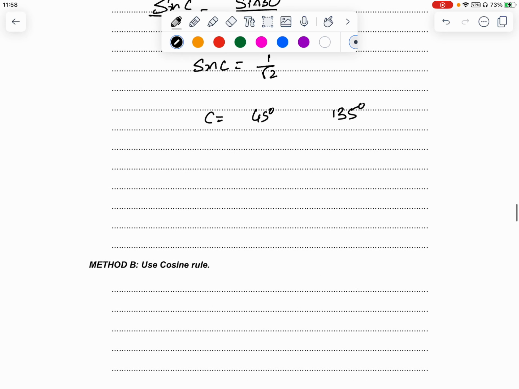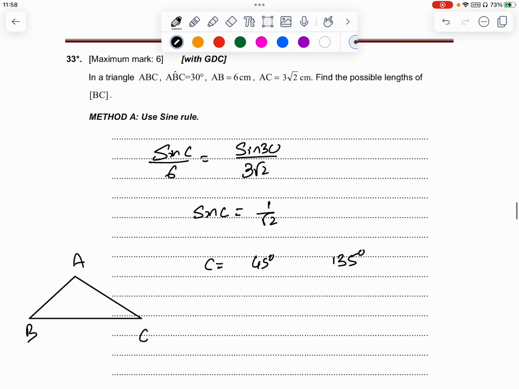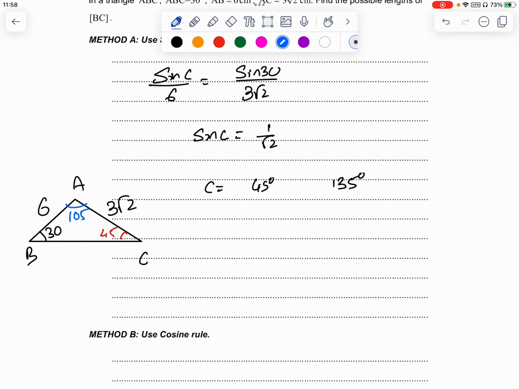Now, if I take the triangle A, B, C, AB is 6, AC is 3 root 2, ABC is 30. We found out C was 45. So this angle will be 105. In that case, 3 root 2 upon sine 30 equals to BC upon sine 105. This gives me BC value as 8.20.